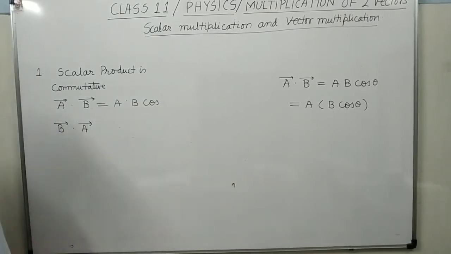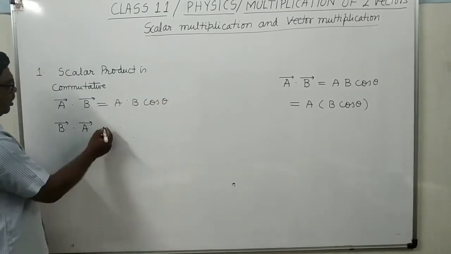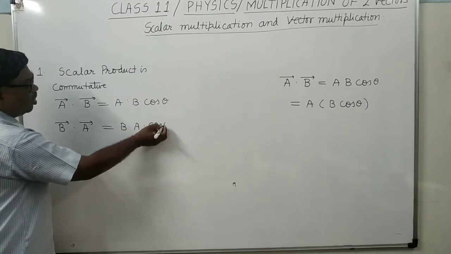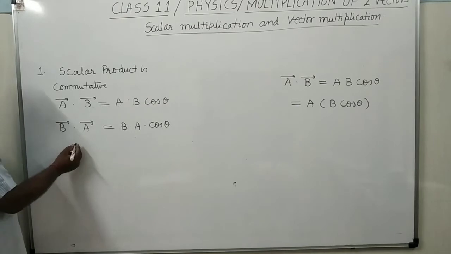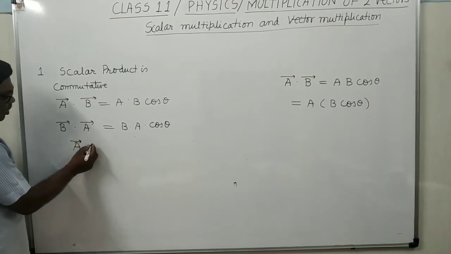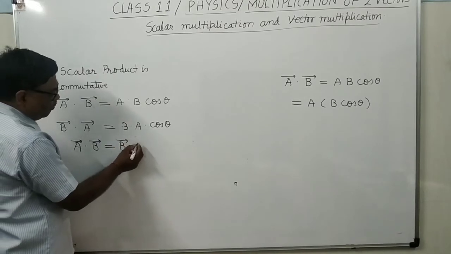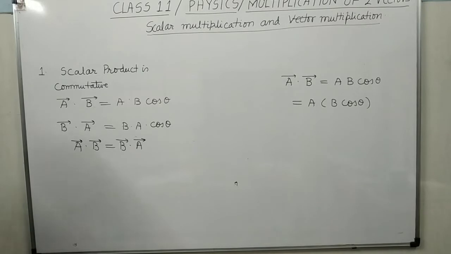What is the angle between these two vectors? That we have taken theta, AB cos theta. Here it will be equal to B into A into cos theta. Both are the same, right sides are same. Therefore vector A dot vector B equals vector B dot vector A. It is clear? Scalar product of two vectors is commutative.